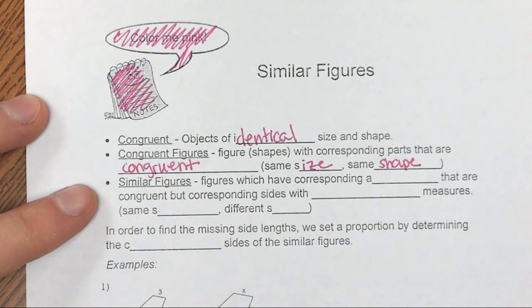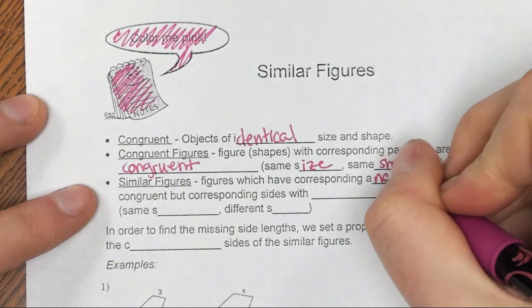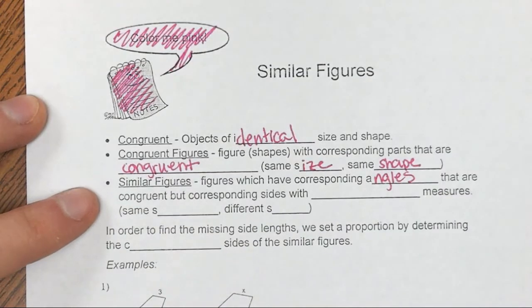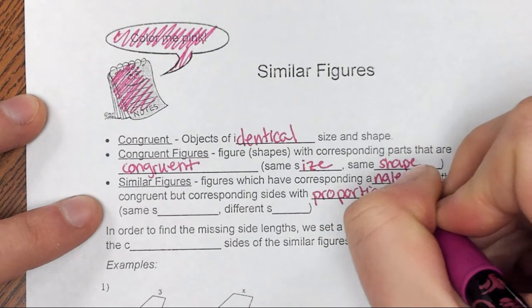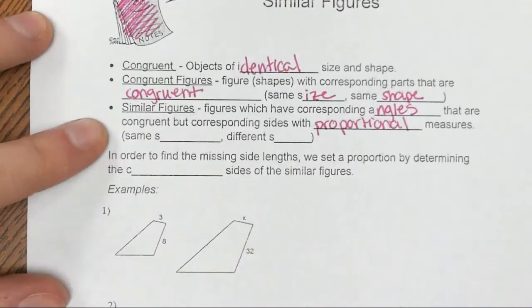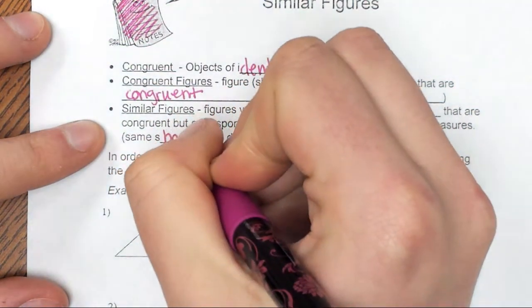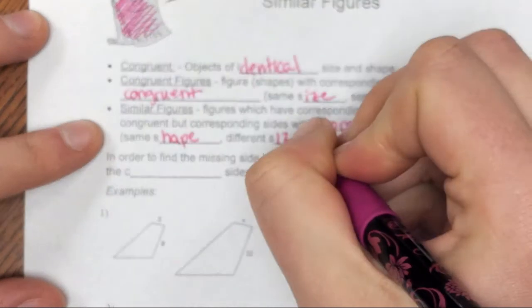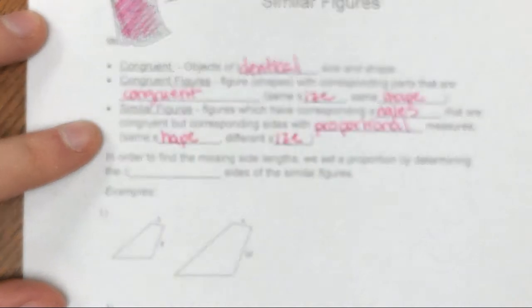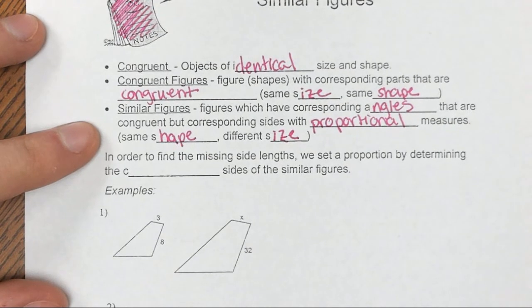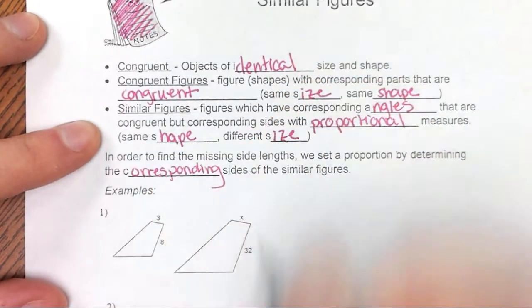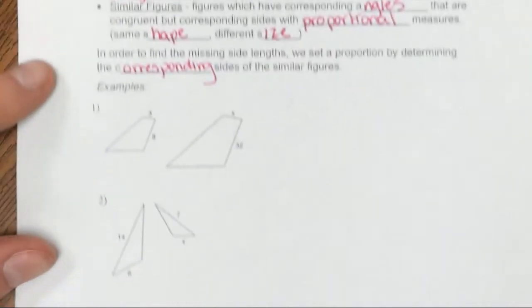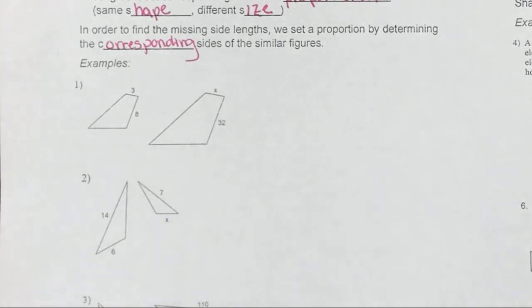Similar figures. These are figures that have corresponding angles that are congruent, but corresponding sides with proportional measures. So in other words, this means that they are the same shape, but they are different sizes. So same shape, different size. In order to find missing side lengths, we set up a proportion by determining the corresponding sides of similar figures.